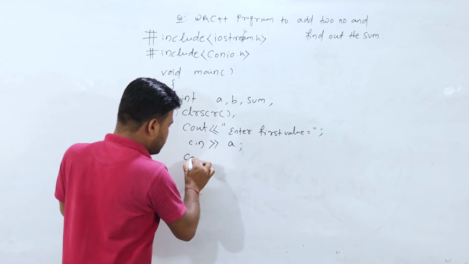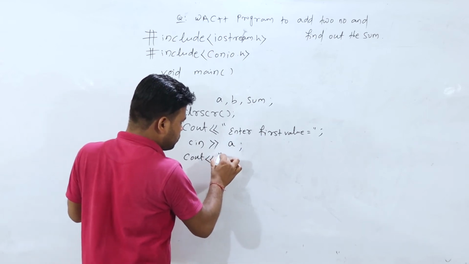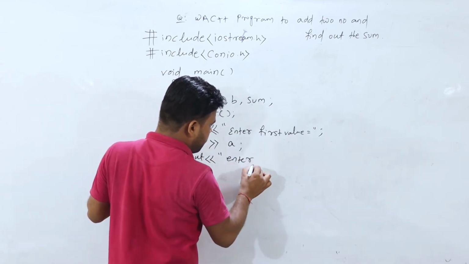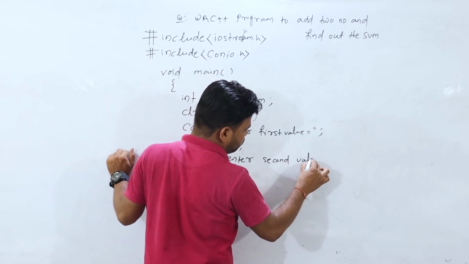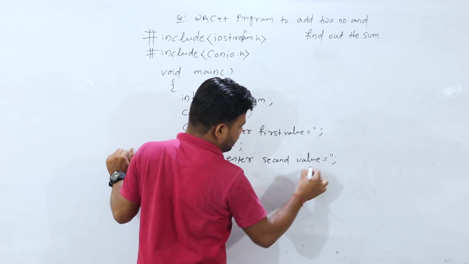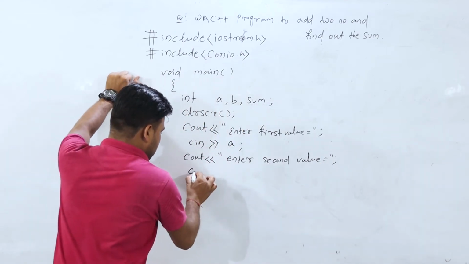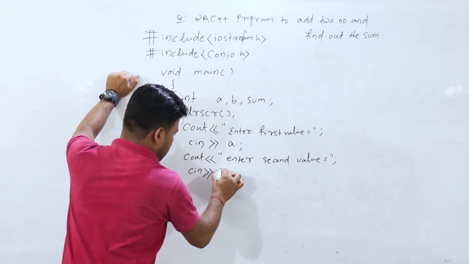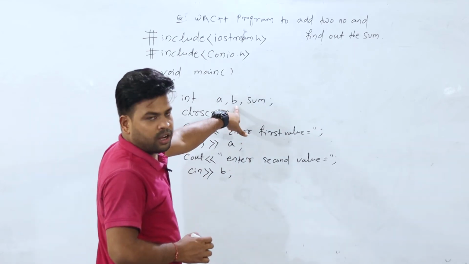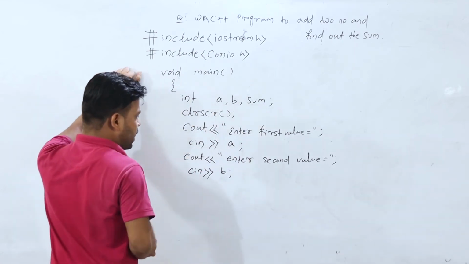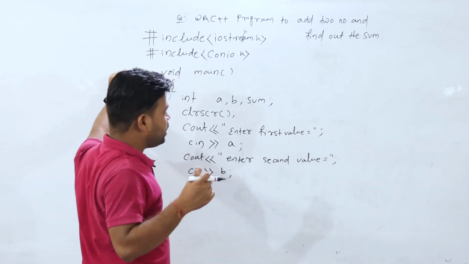Then after that, we have to cout "Enter second value." Then cin B. The second value will be inserted into variable B. Then after that, two values are already inserted.